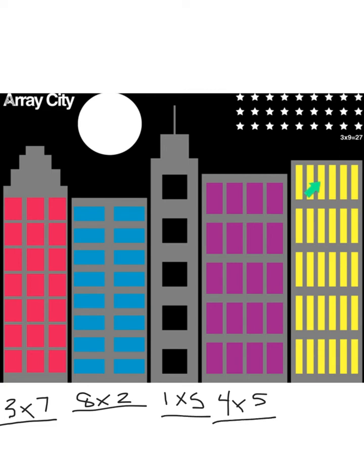1, 2, 3, 4, 5, 6. So I have 6 in my row. How many in the column? 1, 2, 3, 4, 5. 6 times 5. So for our very first one, we have 3 times 7. 3 in my row, 7 in my column. So let's count them all together. 1, 2, 3, and so on up to 21. My answer here is 21. 3 times 7 is 21, or 7 times 3.